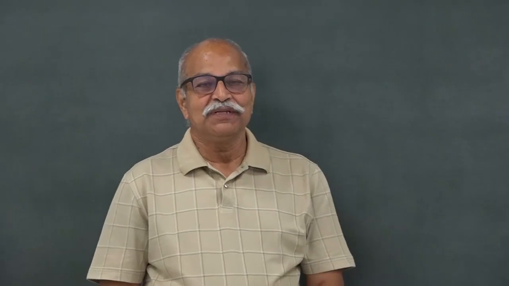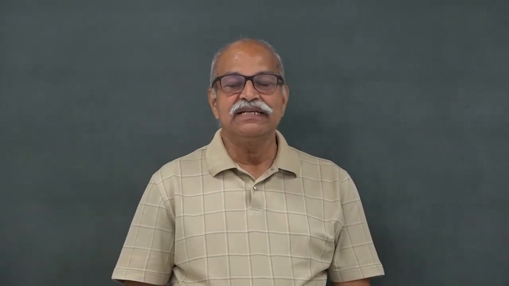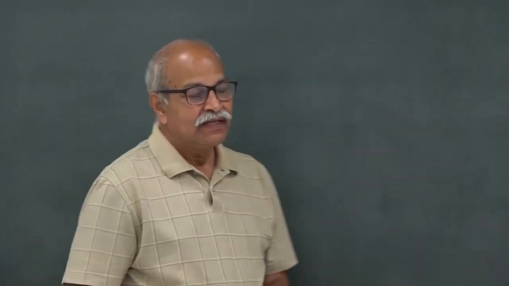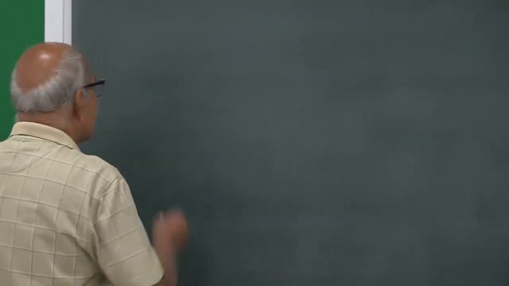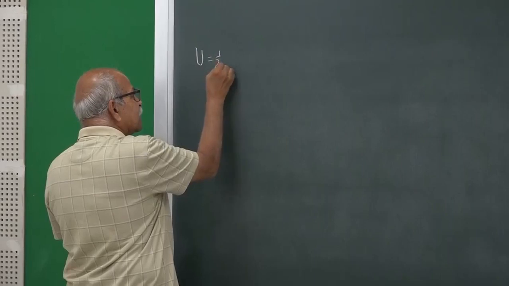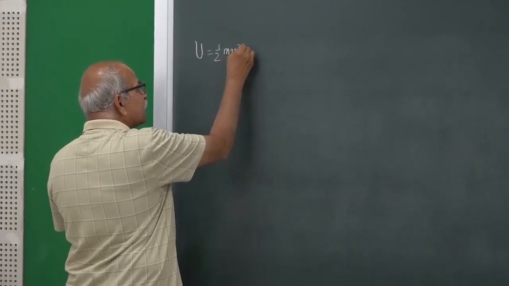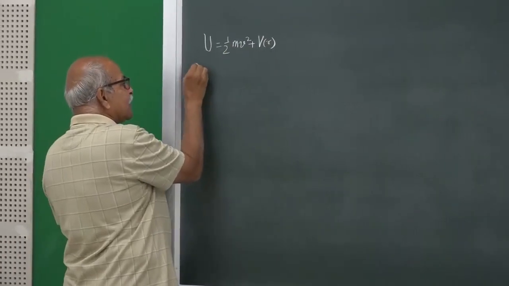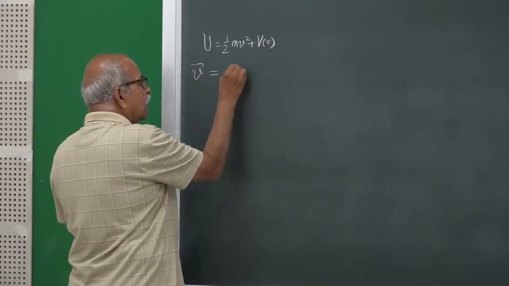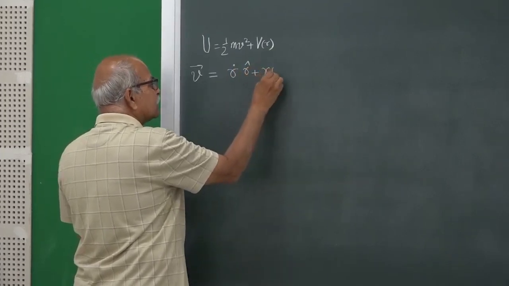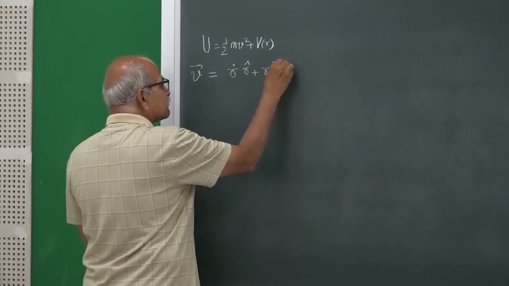So, we talked about energy diagrams for a particle with a central force acting on it, and for that we have to write the expression of energy. U is half m v squared plus the potential energy function, but this v can be written as r dot r cap plus r theta dot theta cap.